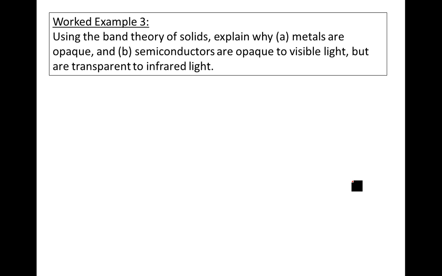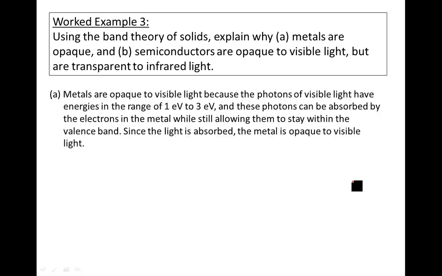In example 3, using band theory, explain why metals are opaque and why semiconductors are opaque to visible light but transparent to infrared light. First, metals are opaque because visible light has energies in the range of 1 to 3 eV, and in this range it can be absorbed by the electrons in the valence band to move into the conduction band. Since the light is absorbed, the metal is opaque to visible light. Of course, here we define opacity as light not being transmitted through the object.